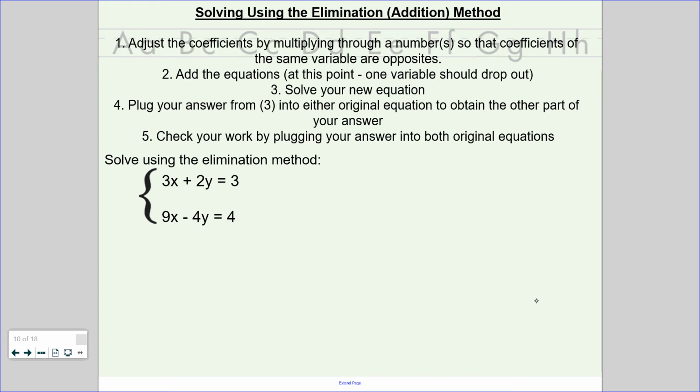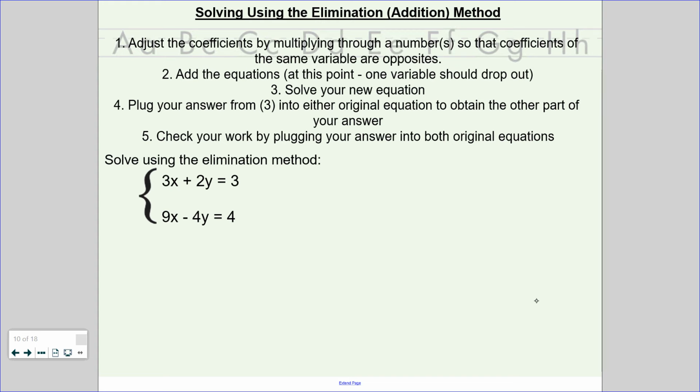Welcome to the second half of section 8.1. In the last lesson, we talked about solving a system of equations through graphing and substitution. In this lesson today, we're going to talk about the elimination, sometimes called the addition method, and then some application problems. So let's start with the elimination method steps.